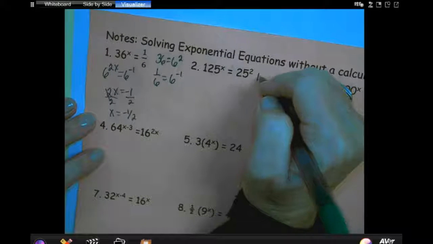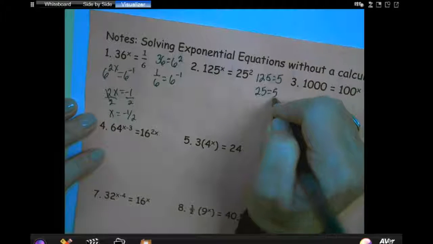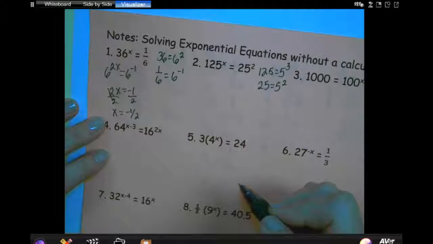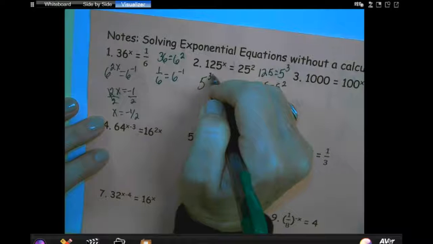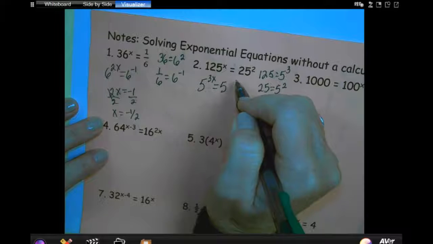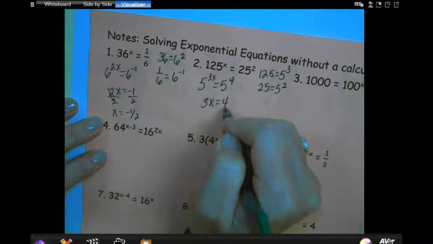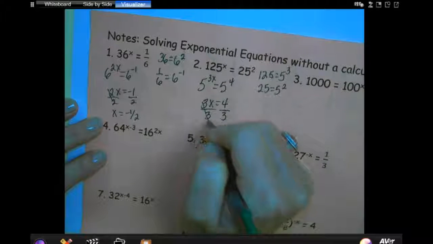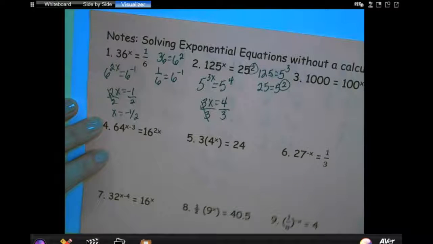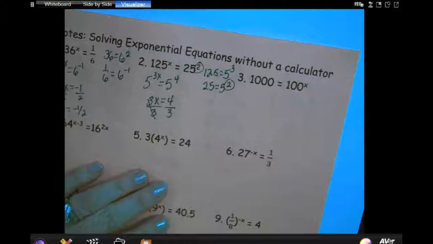So 125 and 25. I'm going to choose 5. So I get 5 to the third and 5 to the second. So on the 125, I have 5 to the 3x. And the 25, I get 5 to the 2 times 2, which is 4. So I have 3x equals 4. Because there's a 2 here and a 2 here. So I get 4/3.